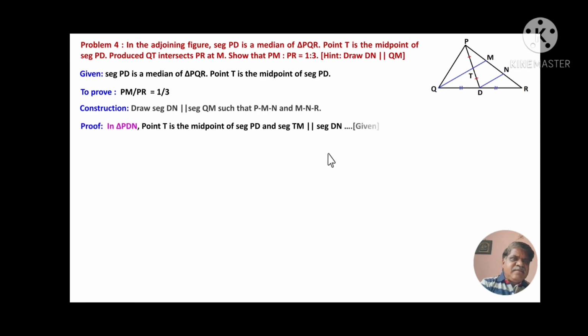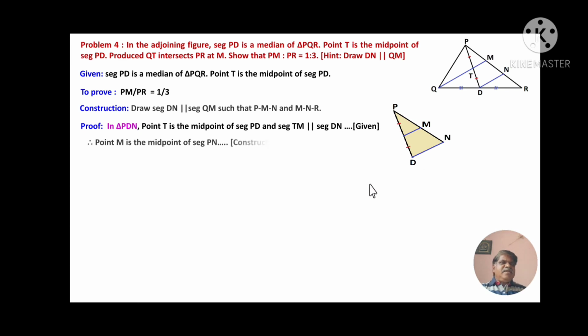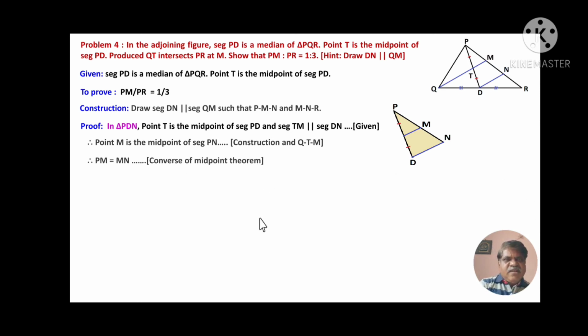In triangle PDN, here T is the midpoint and TM is parallel to DN. Triangle PDN, it is shown like this. Since TM is parallel to DN and T is the midpoint of PD, therefore point M is the midpoint of PN. So you can write PM is equal to MN, by the converse of the midpoint theorem. Statement 1.